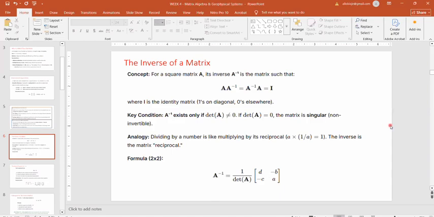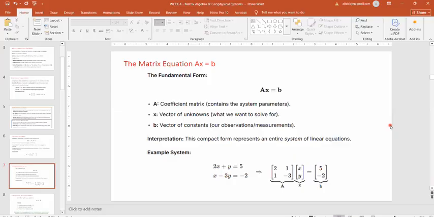So a matrix equation is fundamentally of this form. Here are the coefficients of the matrix, the vector of unknowns, what we want to solve for, then B, the vector of constants or observations or measurements. The compact form represents the entire system of linear equations.